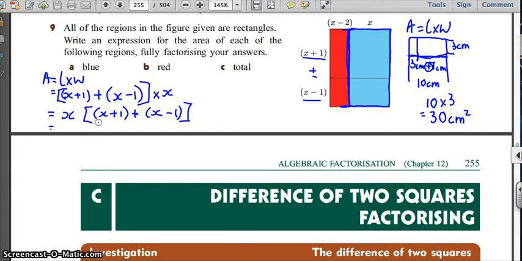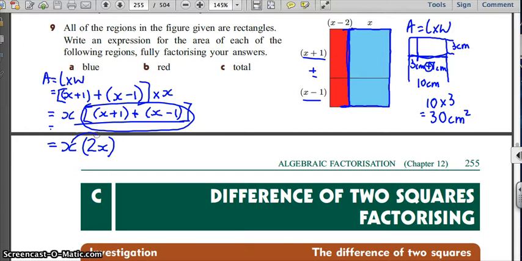And what we need to do there is to fully factorise it. So what they've asked us for is an expression. Well, that's now an expression. But then they ask us to fully factorise it. So to fully factorise it, we can try and solve what's inside the bracket. What's x plus x? And positive 1 take 1 is 0, isn't it? Yeah?